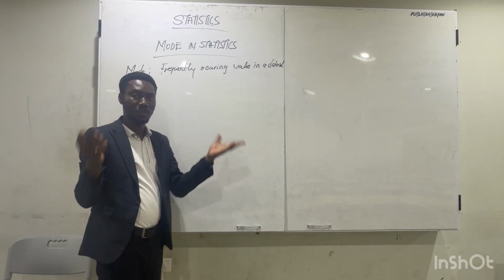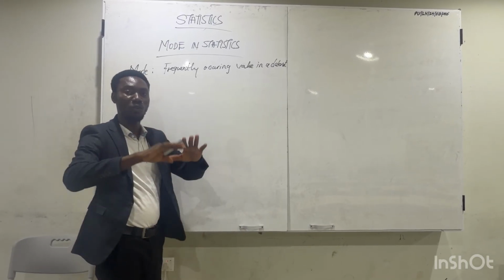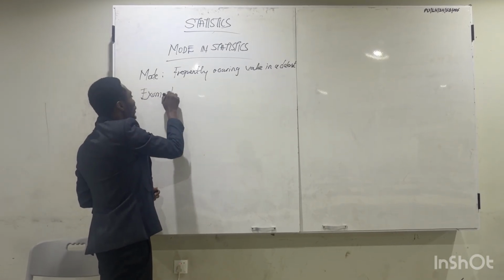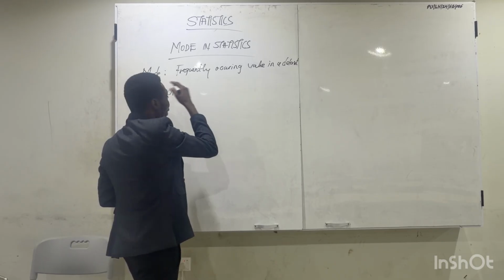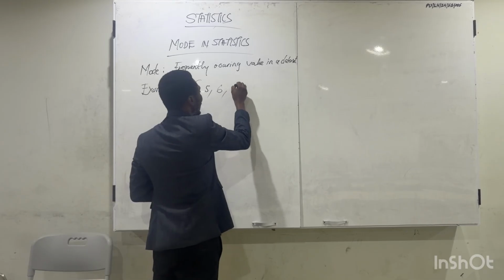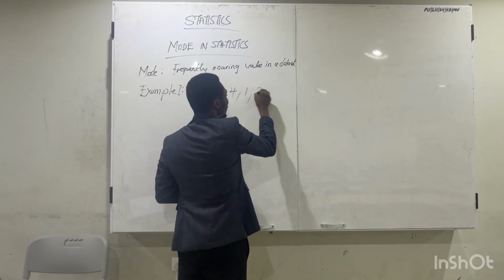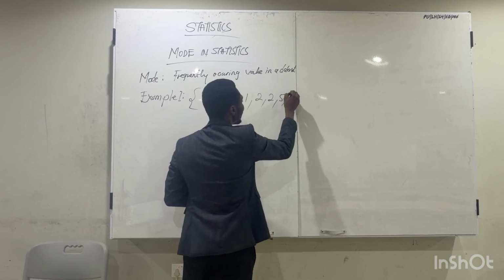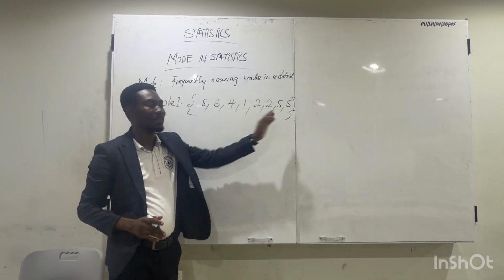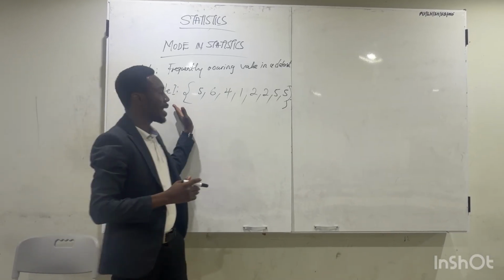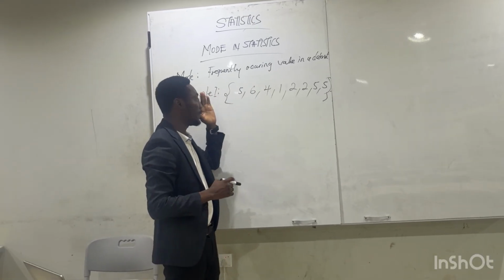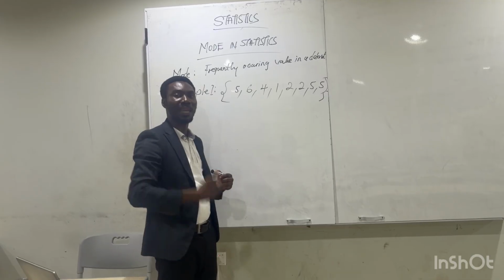Now let's look at a simple data set, or a raw data set. Let's look at an example. We have 5, 6, 4, 1, 2, 2, 5, 5. This is a simple, raw data set. If you are asked to calculate the mode, you simply observe the data and pay attention to the most frequently occurring value.